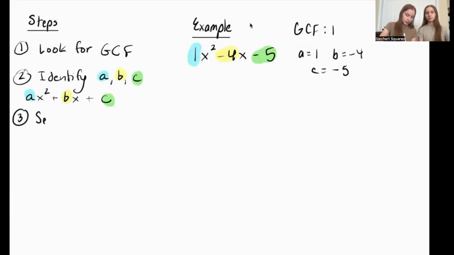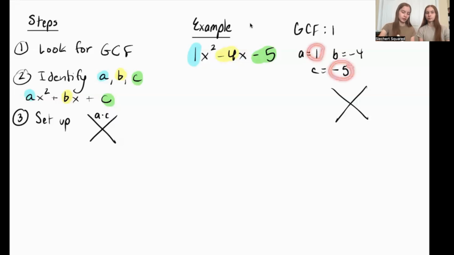So we are going to set up what they call the diamond method, but you're going to draw an X. It's really just a nice way of organizing your information. For that, we are going to put A times C, whatever those numbers are, multiply them together and put it on the top. In our case, A times C, 1 times -5, gets you -5, so that's going to go on top.